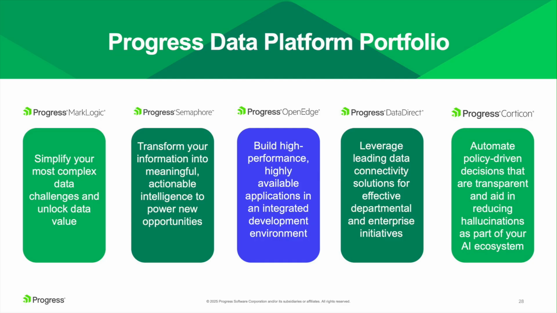To transform your data into meaningful and actionable intelligence, we add the Progress Semaphore product. Because connectivity to all different types of systems is crucial to accessing all of your data, we have the Progress DataDirect suite of products, which provides connectivity solutions for all of your integration initiatives. And lastly, to use your data more efficiently and support complex business decisions, the Progress Corticon product provides policy-driven rules management.